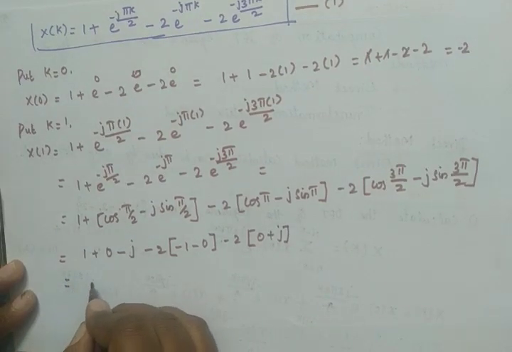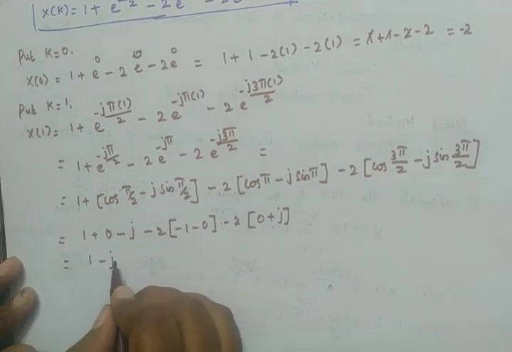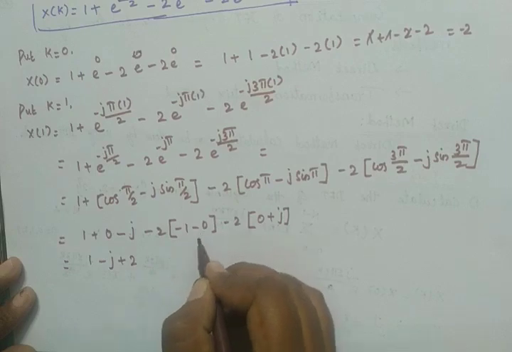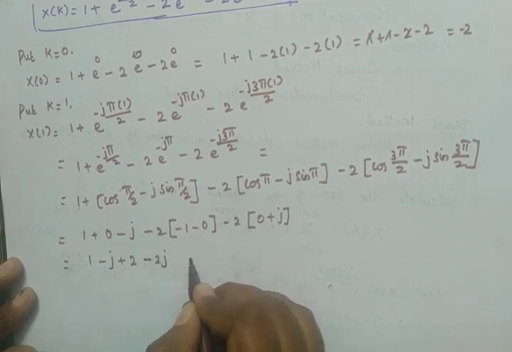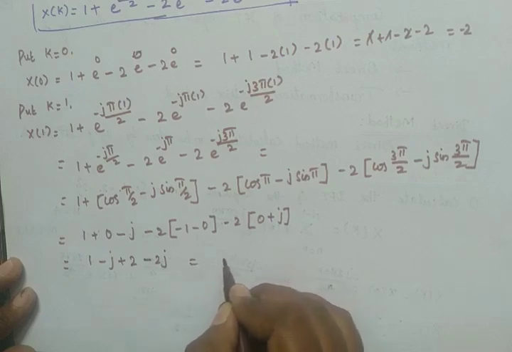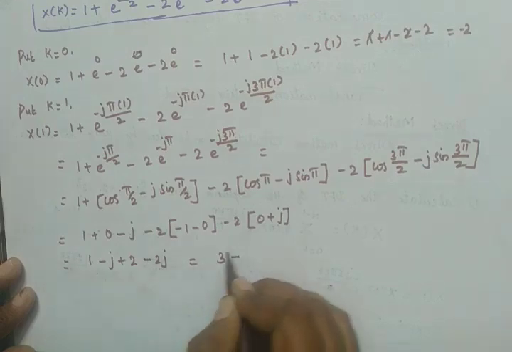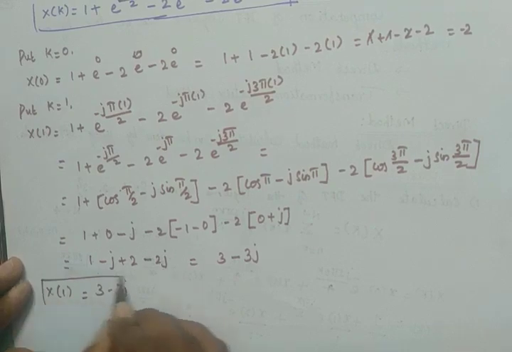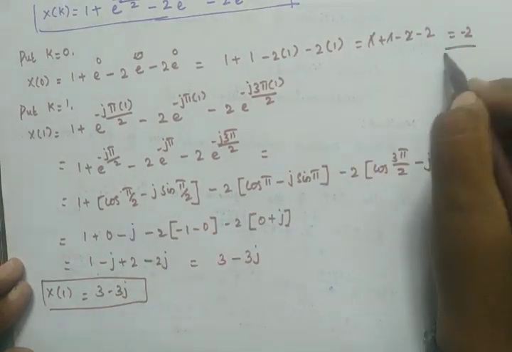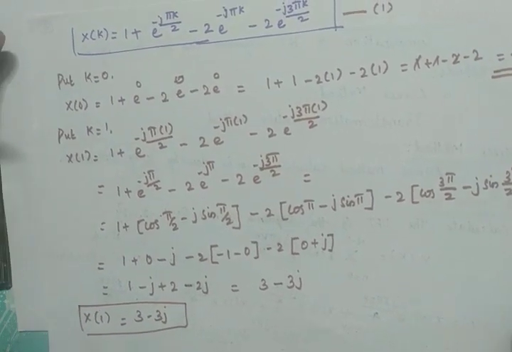Therefore, which is equal to 1 minus j, minus into minus is plus, so plus 2, this is 0, so minus 2j. Therefore, which is equal to 2 plus 1, 3 minus 3j. Therefore, X of 1 is equal to 3 minus 3j. Likewise, X of 0 is equal to minus 2 and X of 1 is equal to 3 minus 3j.